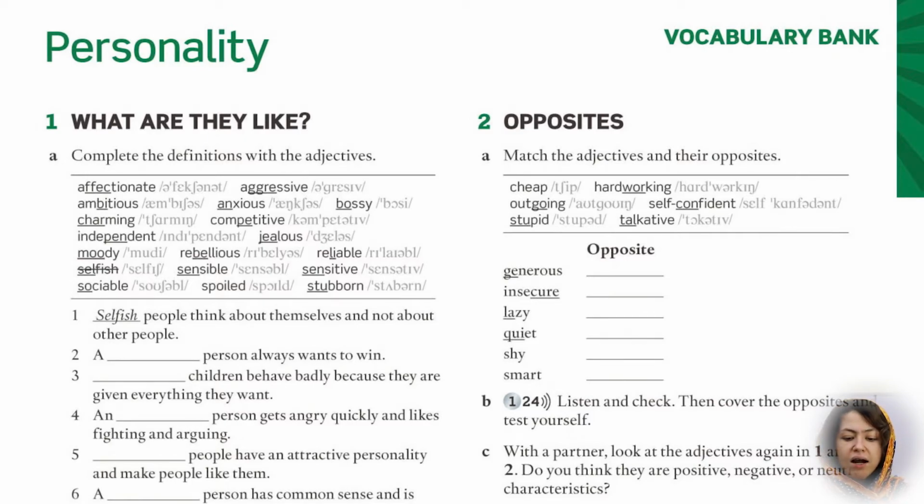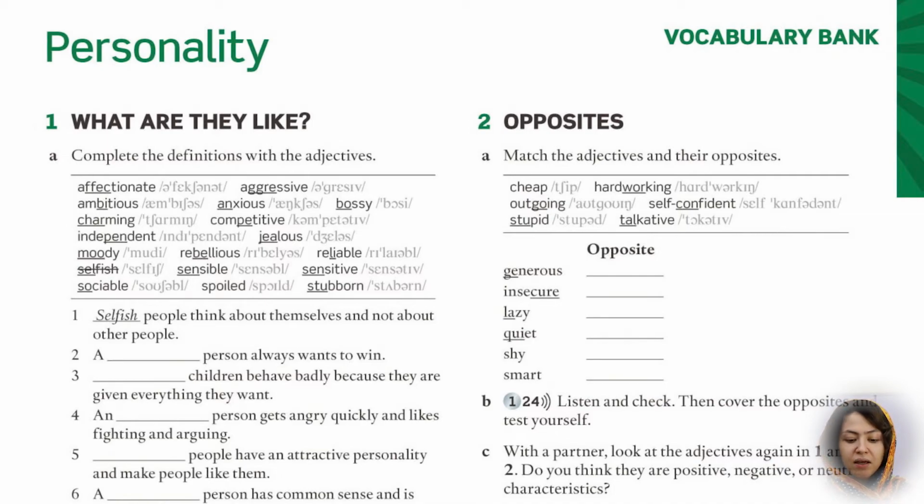Next is hard-working. Hard-working, a person who works really hard, makes a great attempt. Outgoing means sociable, a person who likes to communicate with others in society. Self-confident, a person who is sure of himself or herself. Stupid, a person who is not very intelligent. We call that stupid. Talkative, a person who talks a lot.